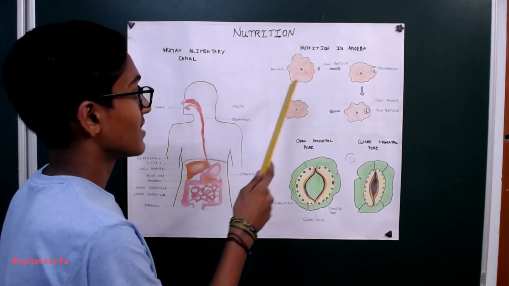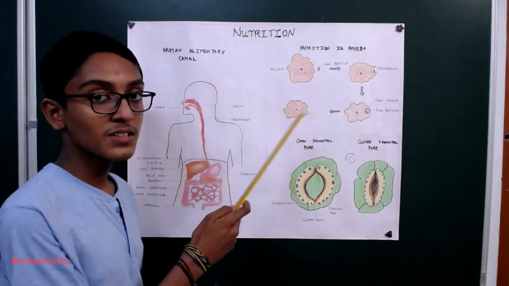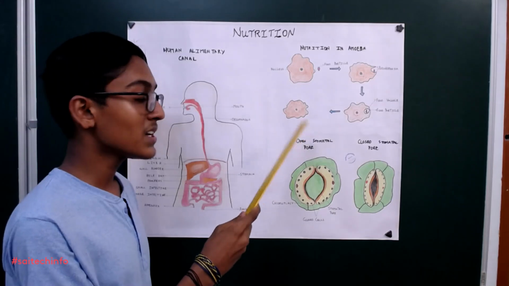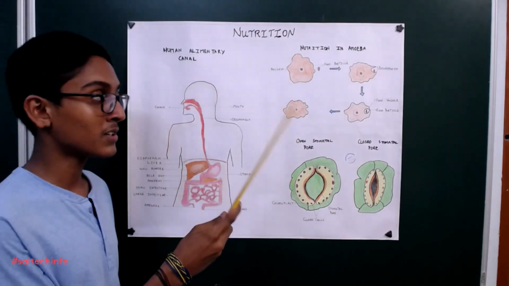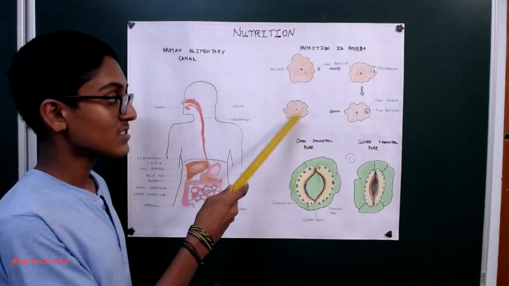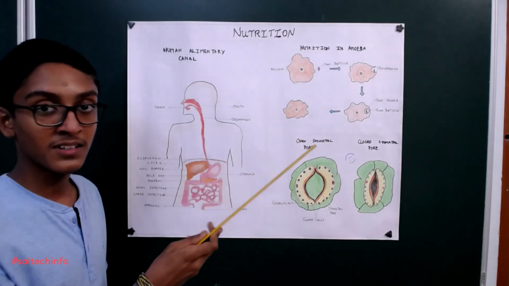So nutrition in amoeba. Amoeba contains pseudopodia which fuse into the food particle forming a food vacuole. Inside the food vacuole, the complex substances are broken into simpler ones, which then diffuse into the cytoplasm. The remaining undigested food is sent to the surface of the amoeba, which is then sent out of the amoeba.